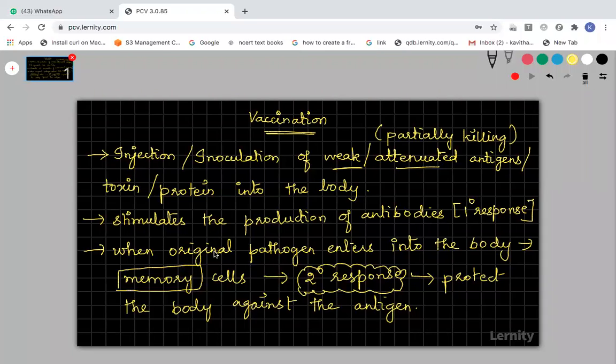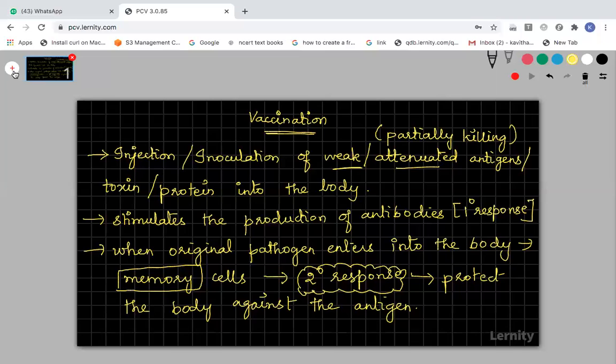Originally, when the polio virus or any other vaccine is given, and later the original pathogen enters the body, your memory cells will be very alert, because when you gave the weakened antigens, your immune response strongly made the memory cells memorize the pathogen. So when the original pathogenic organism enters the body, the secondary immune response will be highly intensified, and it will protect the body against the pathogen.